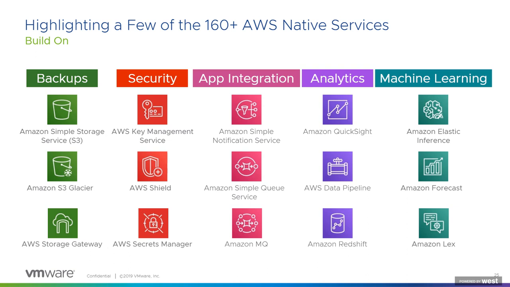Just to highlight a few services which we have seen customers commonly use with their Oracle workloads. For backups, we have Amazon Simple Storage Service, S3, and Amazon S3 Glacier, which helps in long-term archival storage if you want to preserve the backup in a 7 or 10 year time frame. And you have AWS Storage Gateway, which mounts these S3 buckets and S3 Glacier as a simple NFS mount point in your VMware VMs.